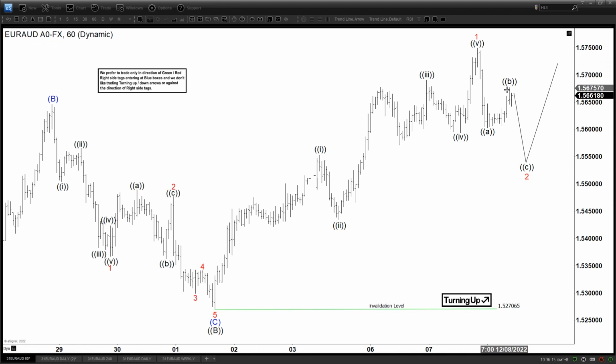Today we are looking at the chart of the EURAUD. This is a 60-minute chart here. We can see right here that we ended with B, as an ABC. So that means we are starting with C on the upside.